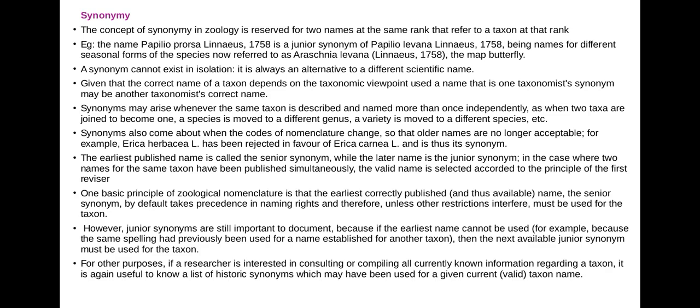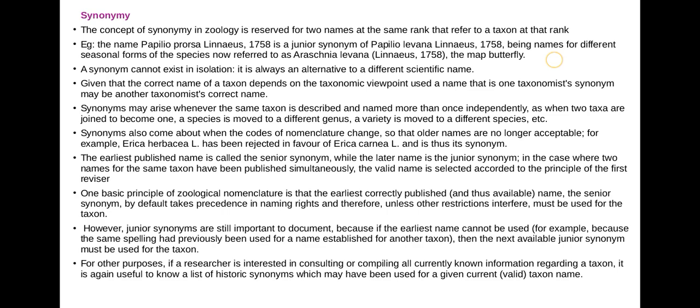However, synonyms may arise whenever the same taxon is described and named more than once independently, as when two taxa are joined to become one, or a species is moved into a different genus. The earliest published name is called the senior synonym, as we just mentioned.